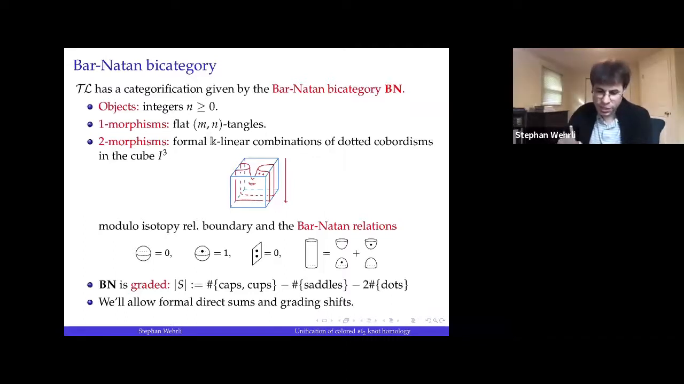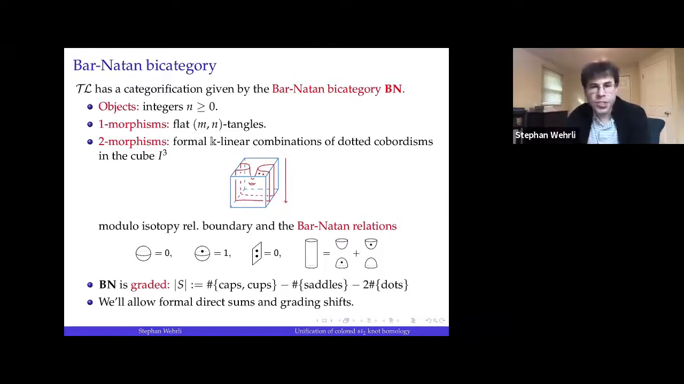I guess here I draw tangles as going from left to right. So at the top of this cube, you see a tangle. So you would compose them in this direction. And then the 2-morphisms are given by linear combinations of cobordisms in the cube I cubed. And these cobordisms are allowed to carry finitely many dots. And here I'm thinking of this as being a 2-morphism going from the top to bottom. So it goes from this flat tangle to the flat tangle at the bottom. This is not so important. I mean, I could also let them go from bottom to top. But what is important is that the sides of this cobordism have to be vertical. So these sides have to be vertical.